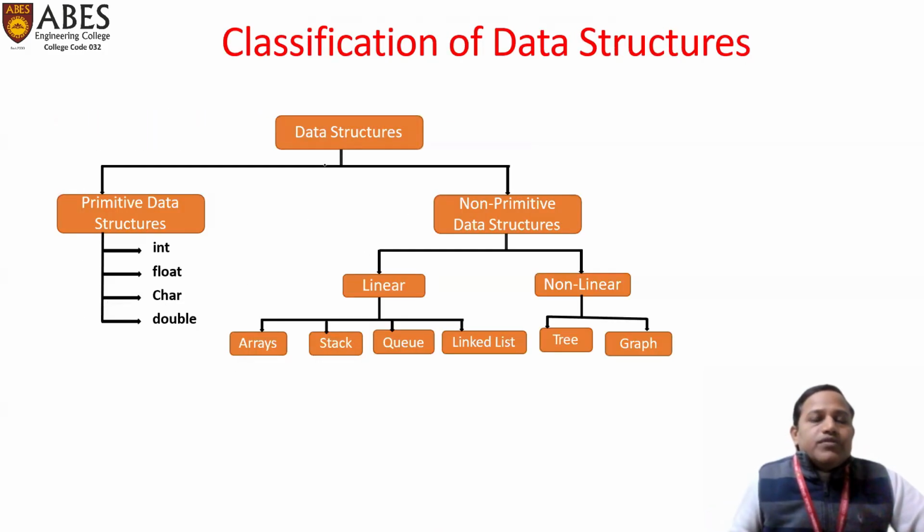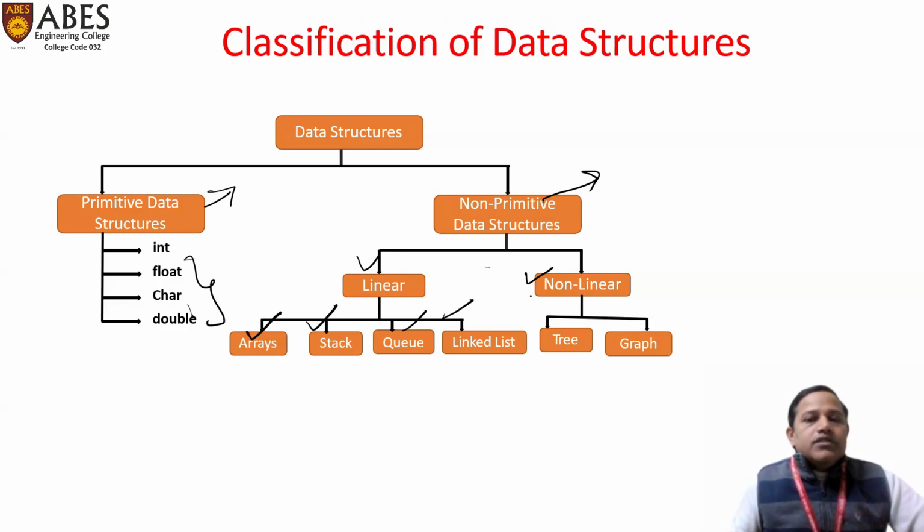Now, different types of data structure, also known as classification of data structures. Basically, there are two types of data structure: one is primitive data structure and another is non-primitive data structure. In primitive data structure, we will discuss integer, float, character, and double. These are also the basic data types. And in non-primitive data structure, we will discuss linear data structure and non-linear data structure. In linear data structure, there are basically array, stack, queue, and linked list. And in non-linear data structure, we will discuss tree and graph.